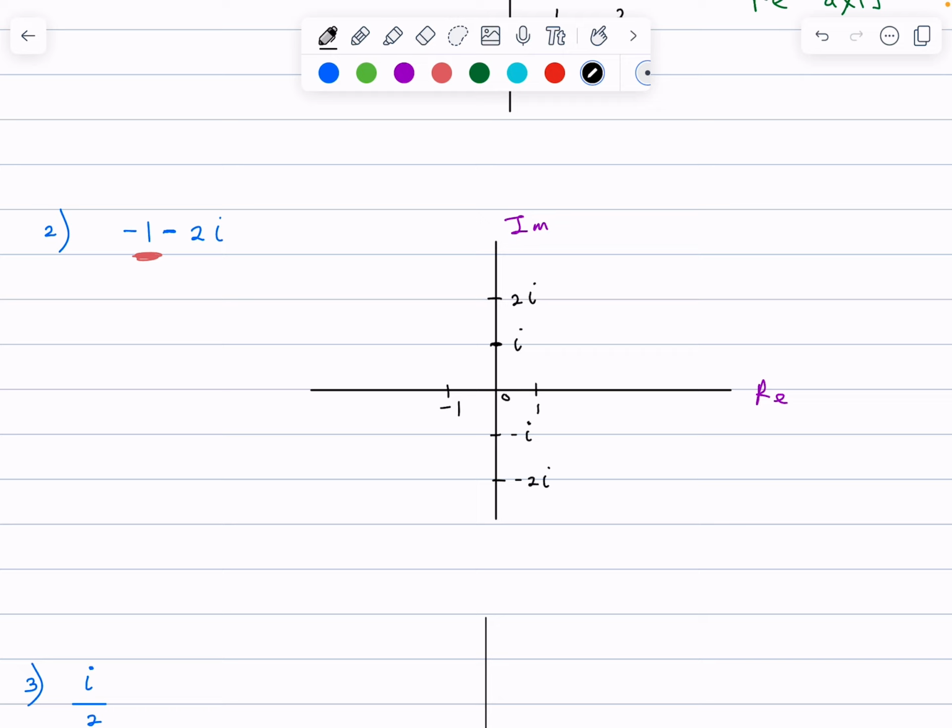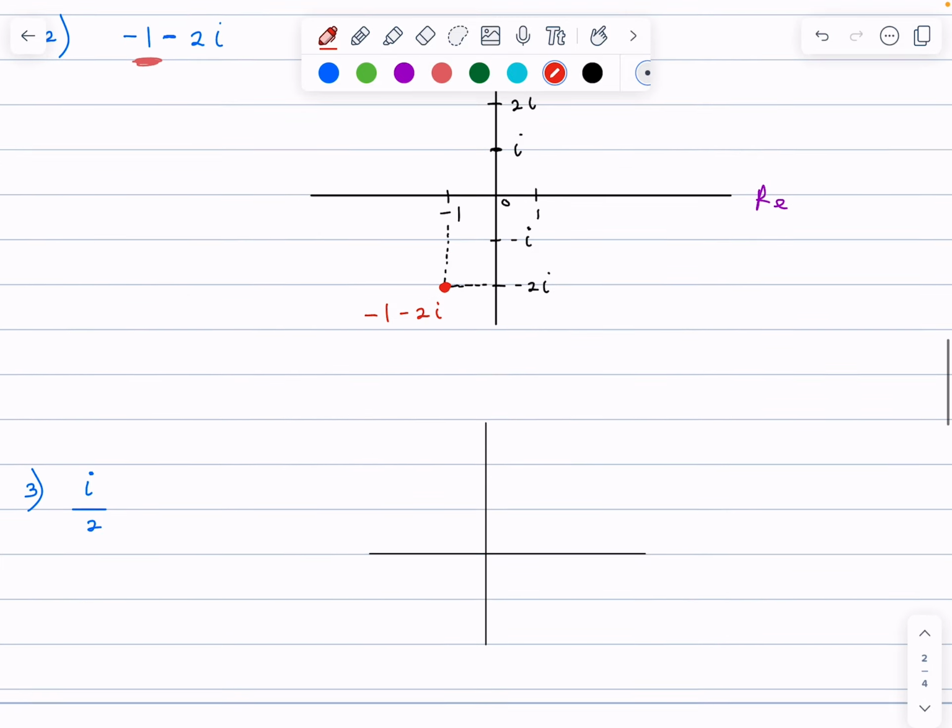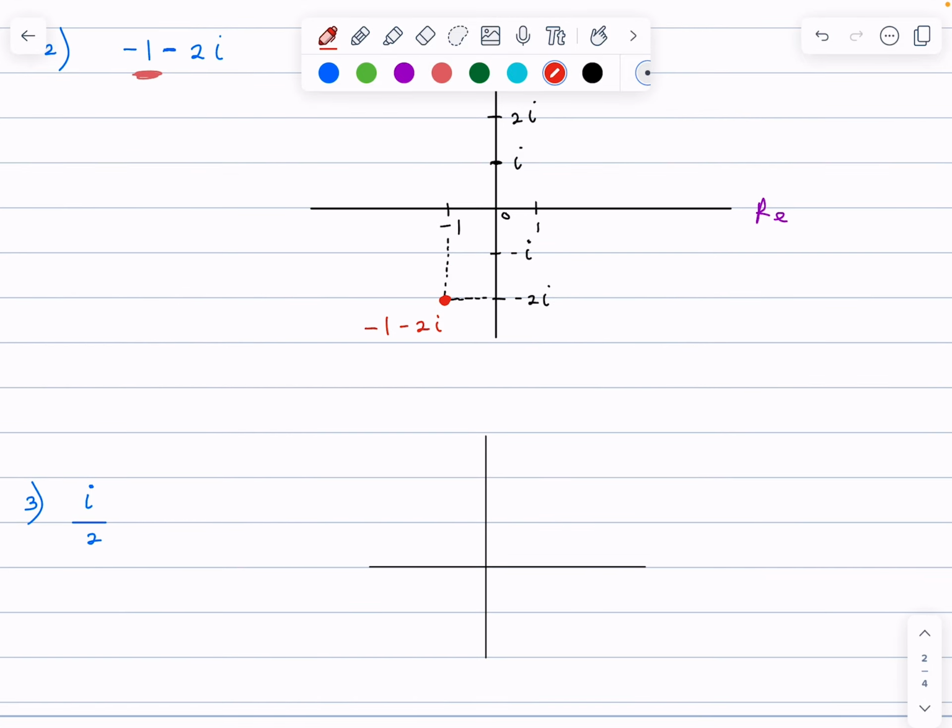-2i. So if I want to plot -1 - 2i, all I have to do is trace it. Just trace -1 down, then trace -2i out, and the point where they meet, this point here, is -1 - 2i. Yeah, so that's it. Now I want to plot i over 2.